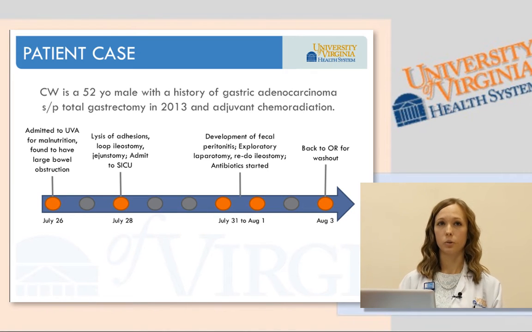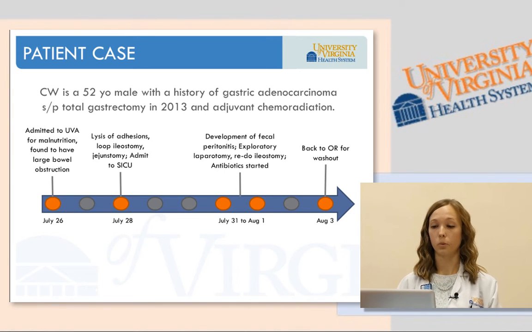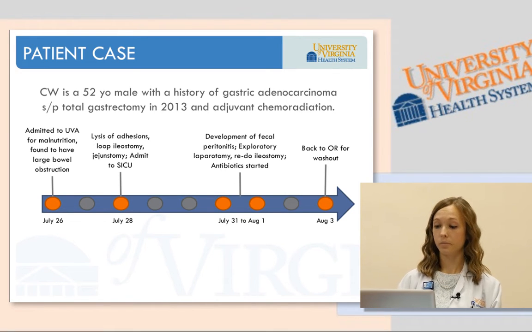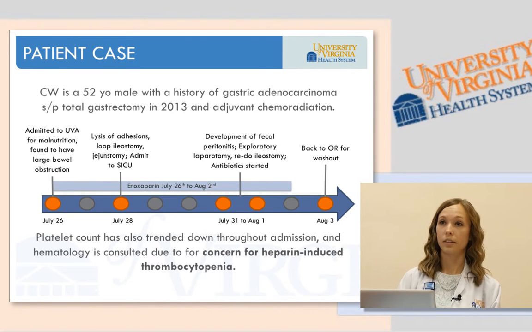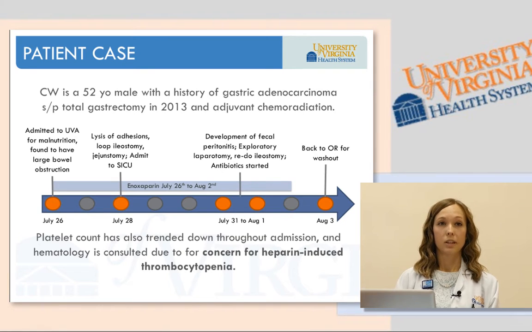A couple days later, he required another trip to the operating room for a washout for continued ongoing source control of this new infection. And it was around this time, on August 3rd, that the SICU team also noticed that his platelet count had been trending down throughout admission. So they astutely reviewed his medication list and saw that he'd been receiving enoxaparin since the time he was admitted. And so, of course, they became concerned for heparin-induced thrombocytopenia and reached out to our hematology colleagues for guidance.